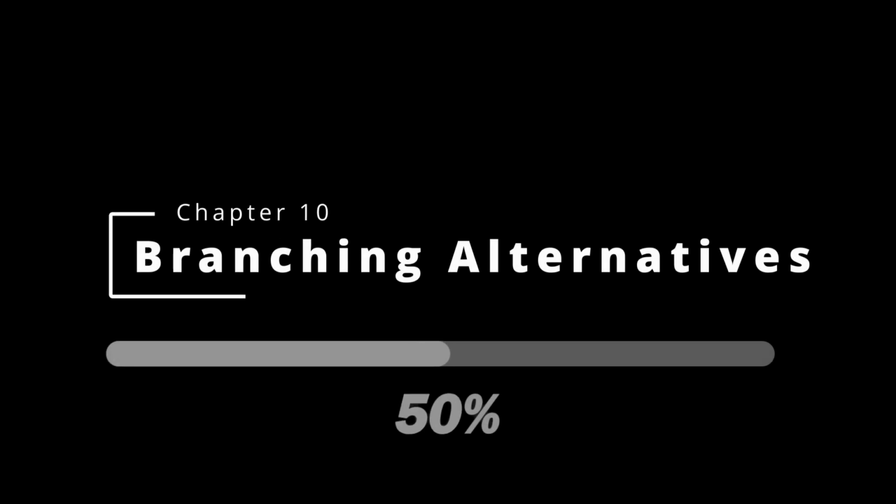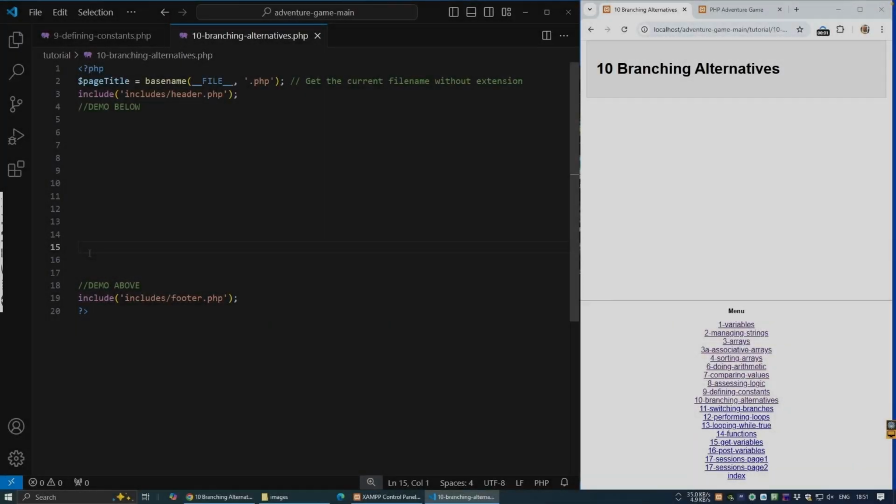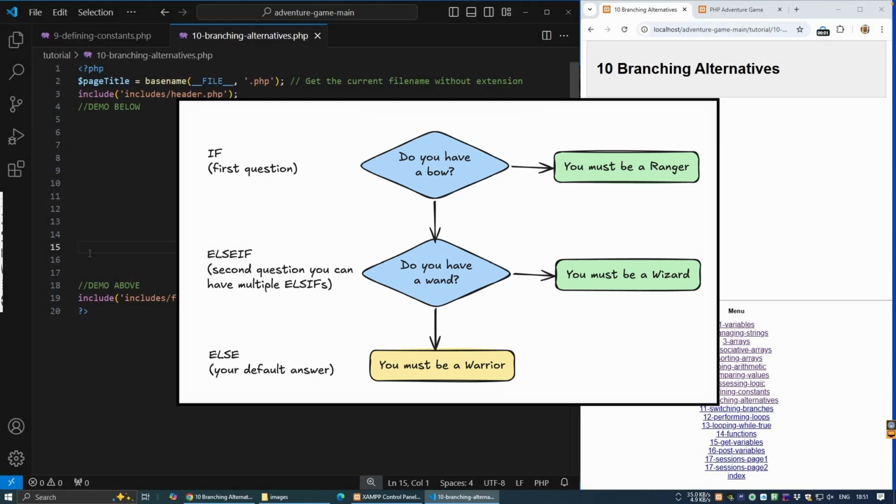Branching alternatives. Every good adventure is full of decisions. Let's have a look at branching alternatives, specifically if, ELSEIF, and else statements. These constructs allow your script to make choices based on conditions, guiding it down the right path depending on the data it encounters. We've covered if and else statements, but I think it's worth giving them their own section so we can examine ELSEIF and nested statements in context.